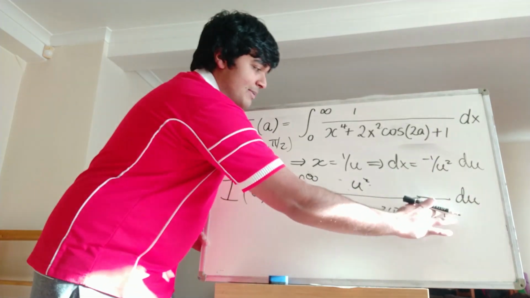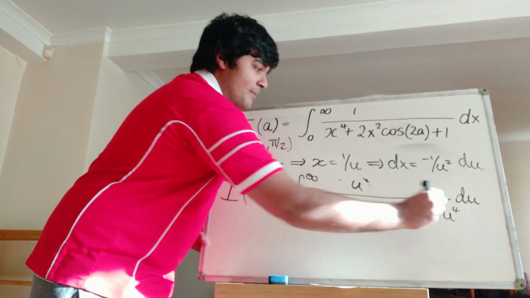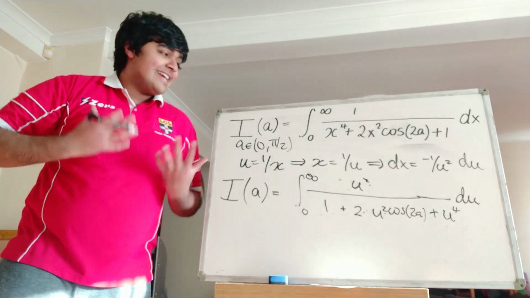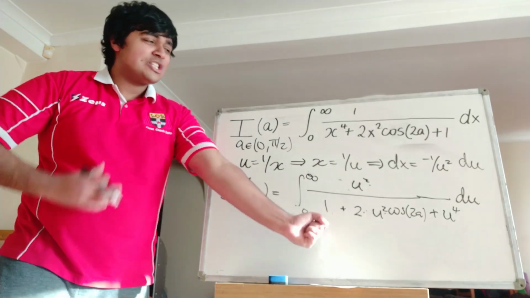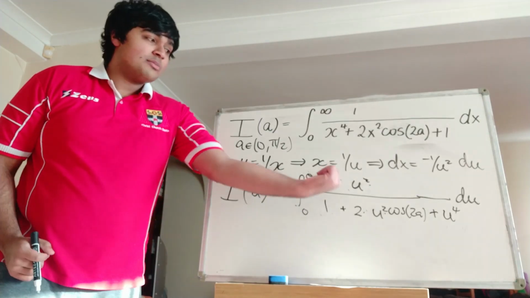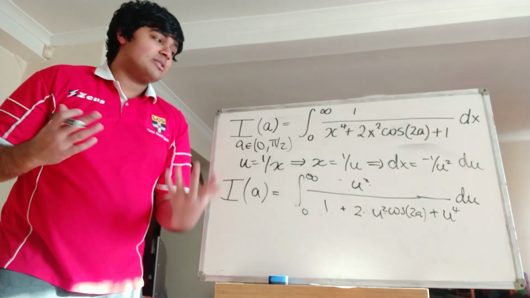And then this plus 1 just becomes plus u to the 4. Okay, so we've got this integral here. So we've just expressed I(a) in a different way. But notice u is just a dummy variable. It doesn't matter what I replace it with. So I'm just going to replace the u here with x, which is perfectly fine.